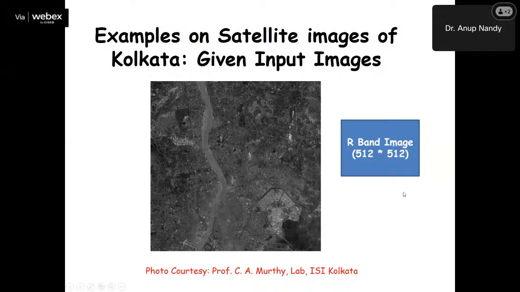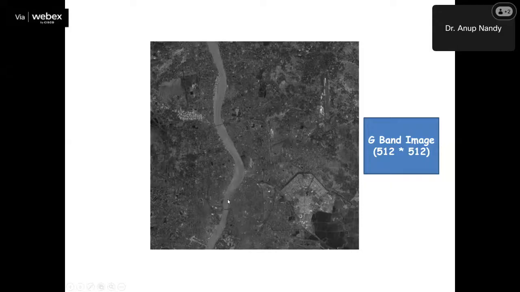Four different images will be given to you. One is the red band image, and each image size is 512 by 512. I mean, you are given images of equal size. In these images, this is the Hooghly River. I think all of you have visited Calcutta, so you can see the Howrah Bridge, and below it a river is flowing, which is called the Hooghly River.